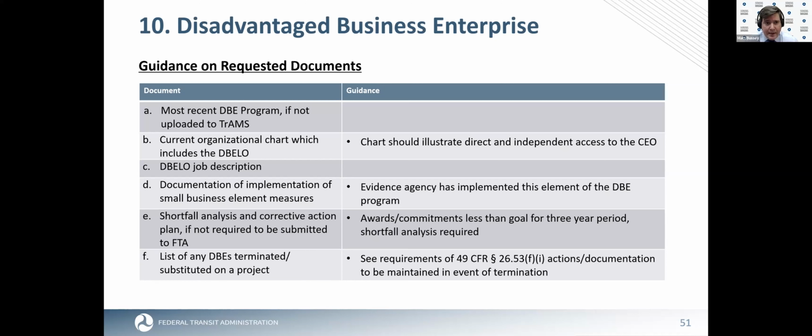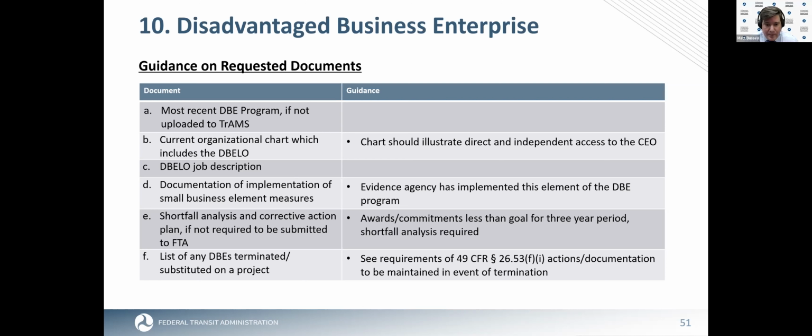You want to retain that for either when FTA just asks for it on a whim, or when they are going through an oversight review, such as your triennial review. So make sure that you've got those stored up and ready, and provide them to your reviewer so they can take a look at them for any years that you did not meet your goal and you had to perform a shortfall analysis.